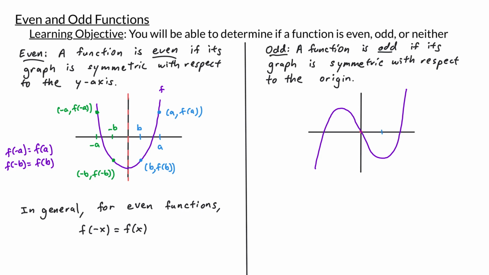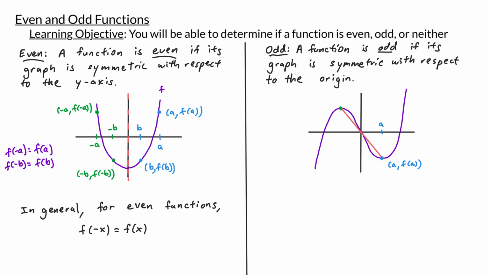Let's select an x value a and look at the point on our graph. The coordinates of this point would be a, f of a. Now, because of symmetry, if we take this point, draw a straight line through the origin, we end up with a matching point on the other side. So now the question is, what are the coordinates of this point? Let's actually connect our 2 points with a line that goes through our origin.